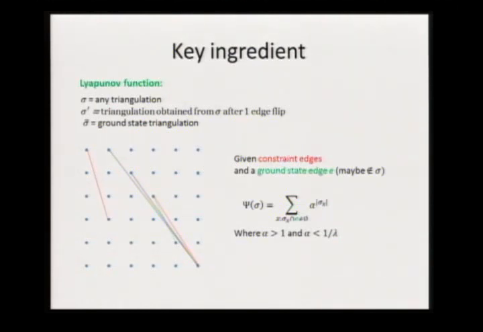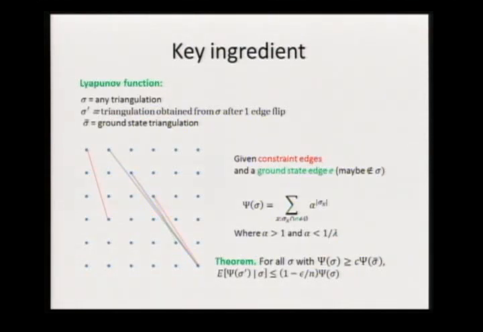We have a bunch of geometric properties that will show that it's a Lyapunov function. I'm not going to go through them here. Let me just tell you the consequence of the Lyapunov function. So first, it is a Lyapunov function, so that's a theorem. We show that given any constraint and given any ground state edge, for all triangulations for which the Lyapunov function is bigger than some constant times the Lyapunov function of the ground state triangulation given the constraints, the expected value after one flip of the Markov chain decreases in expectation.